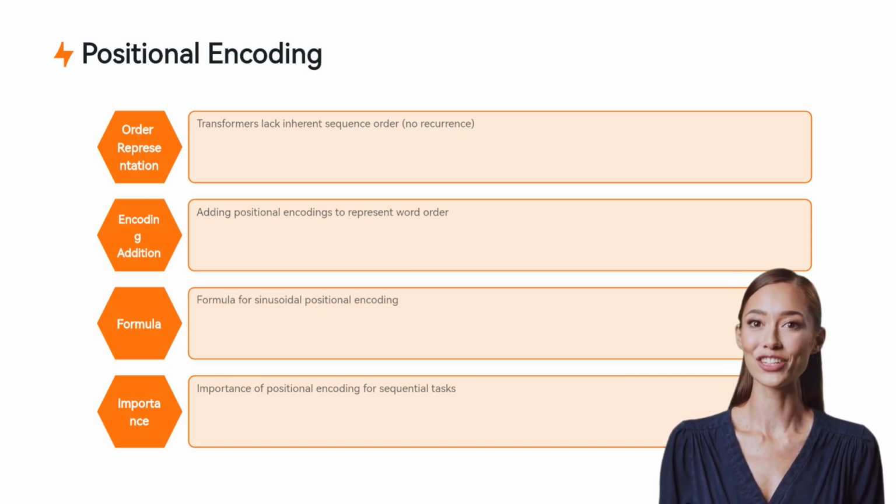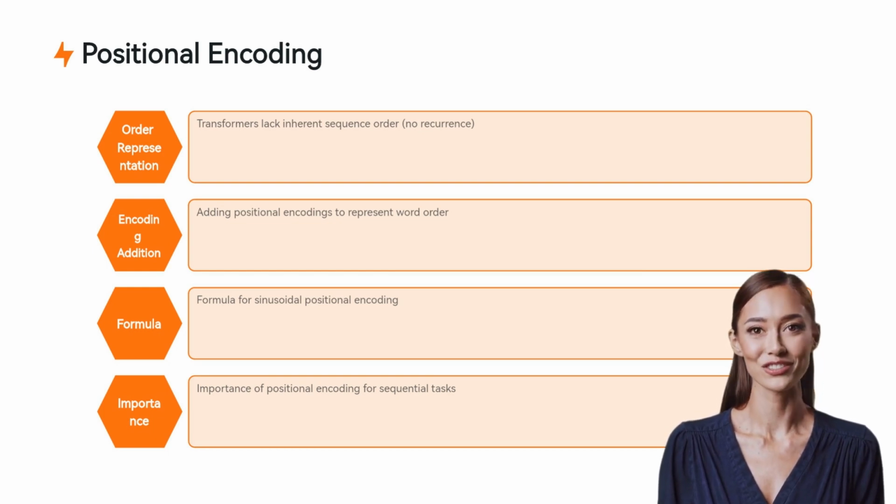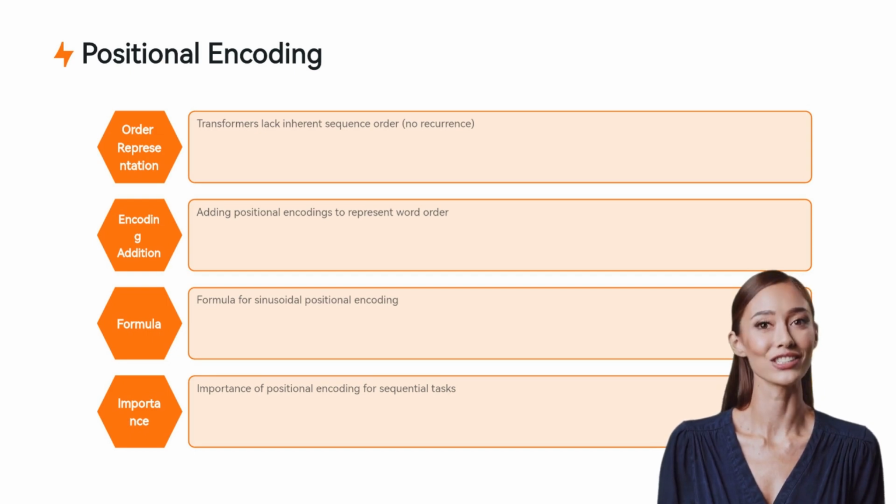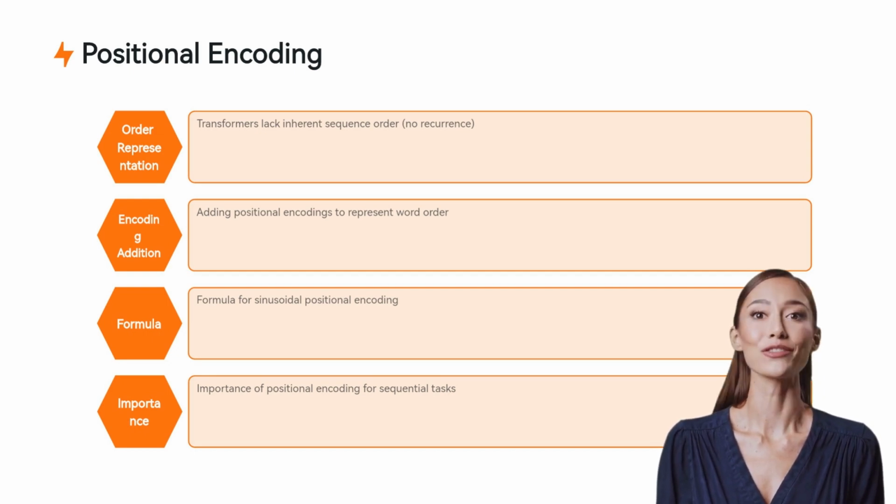Where pos is the position of the word, i is the dimension of the encoding, and d is the total number of dimensions. By adding this positional encoding to the input embeddings, the transformer can distinguish between the order of words, enabling it to handle sequential tasks like text translation or text summarization effectively.